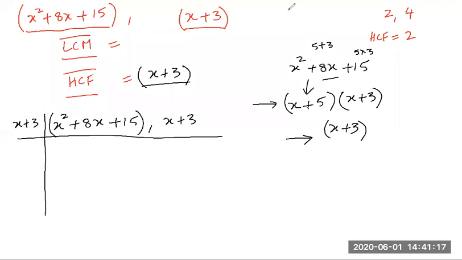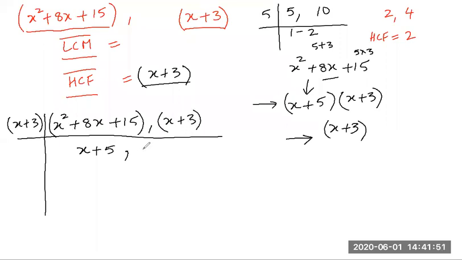Let's say you have 5 and 10. You will not divide by 2 because 5 is not divisible by 2. You'll divide by 5: 5 1s are 5, 5 2s are 10. Similarly, you'll divide these by x plus 3. When you divide this polynomial by x plus 3, what will you get? Not x plus 3, because this is not x plus 3 squared. You will get x plus 5. And when you divide x plus 3 by x plus 3, you get 1.